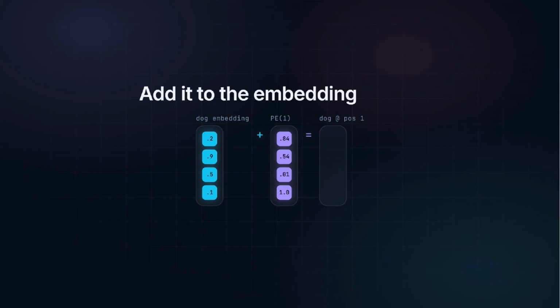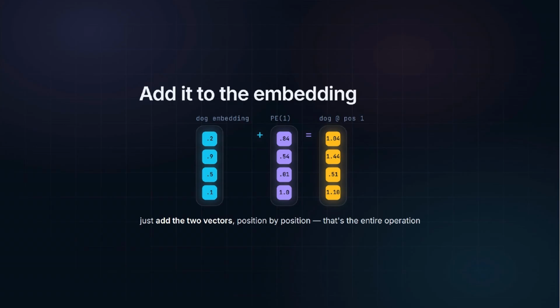Now the magic step, which is almost laughably simple. Take dog's embedding 0.2, 0.9, 0.5, 0.1, and the position 1 stamp we just computed. Add them dimension by dimension. 0.2 plus 0.84 is 1.04. 0.9 plus 0.54 is 1.44. 0.5 plus 0.01 is 0.51. And 0.1 plus 1 is 1.1. That's it. You just add the two vectors, position by position. No multiplication, no extra matrix. Dog now carries both its meaning and its place in a single vector.